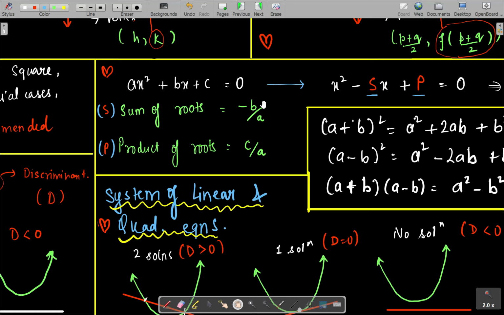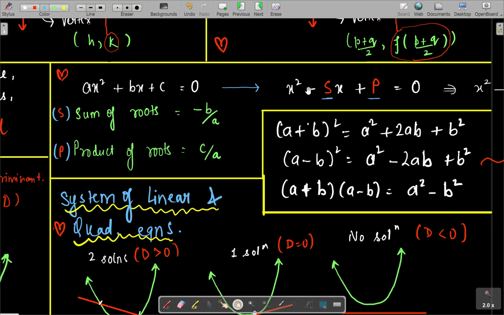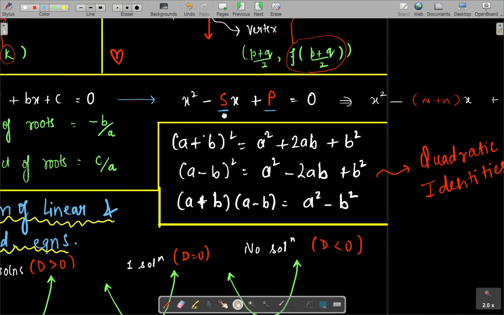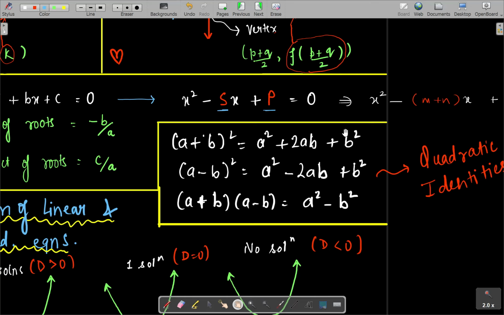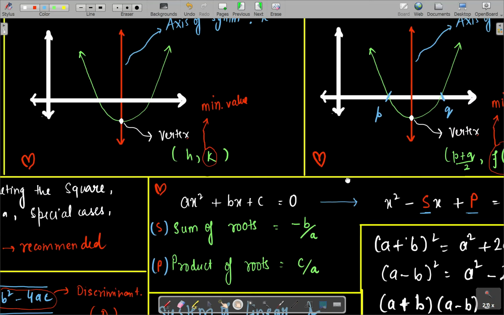Now this concept is also becoming popular on SAT Math: sum and product of roots. If you have a quadratic equation in standard form, ax squared plus bx plus c is equal to 0, and you have to find the sum of solutions or product of solutions, you can use this formula. Sum of solutions is given by minus b over a. Product of solutions is given by c over a. This quadratic equation can also be written in this form: x squared minus s times x plus p is equal to 0, where s is the sum of the roots and p is the product of the roots.